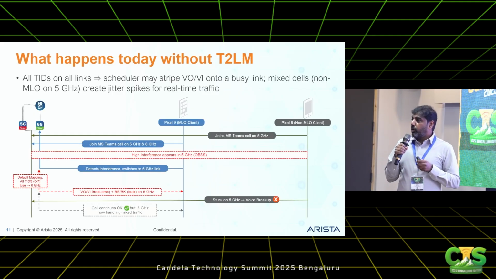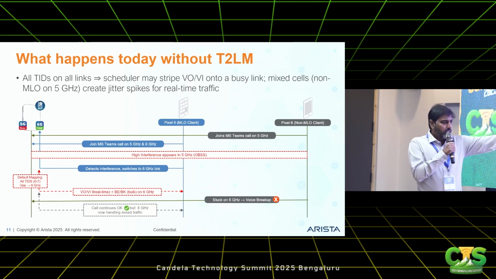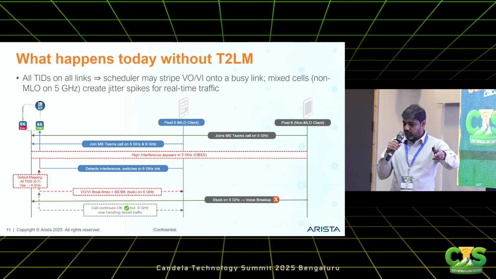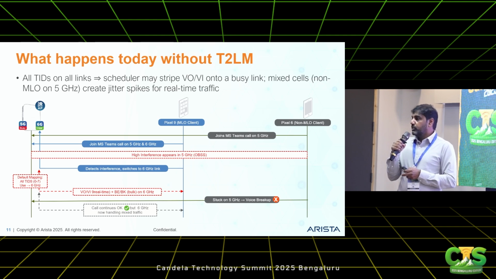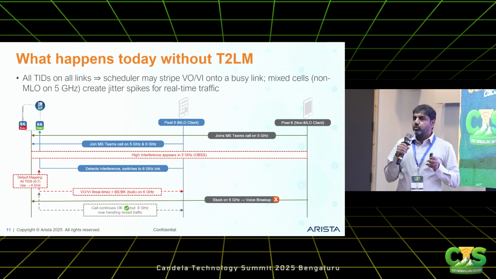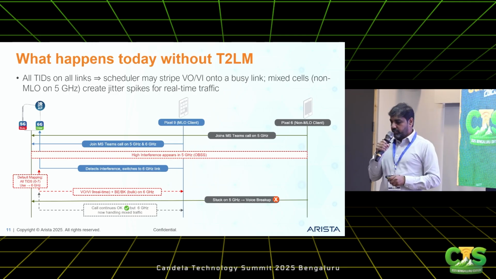But what is the problem with an opportunistic approach? If you take this example, and there is high interference going on, and all the TIDs are mapped to one particular band, then it's not only your voice and video that moves to the 6 gigahertz band, but your bulk of background traffic too goes to the 6 gigahertz band. So everything moves to the 6 gigahertz band, and eventually it causes congestion, and your call jitter deteriorates, right? So this is a practical problem, and to solve this problem is where T2LM plays a vital role.